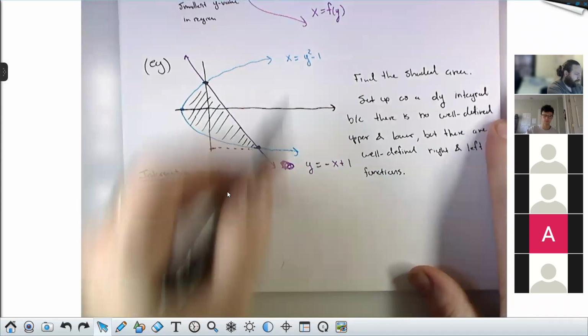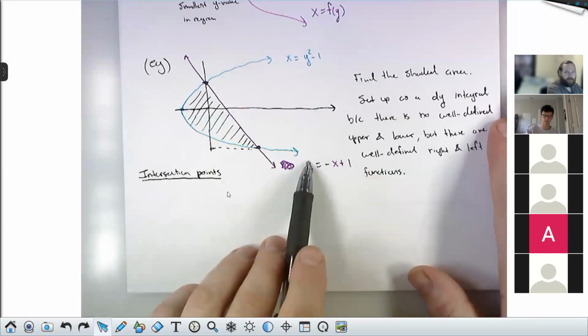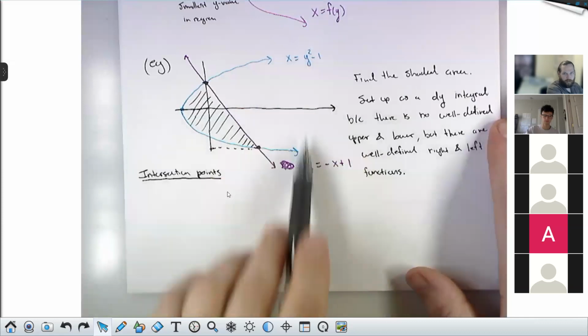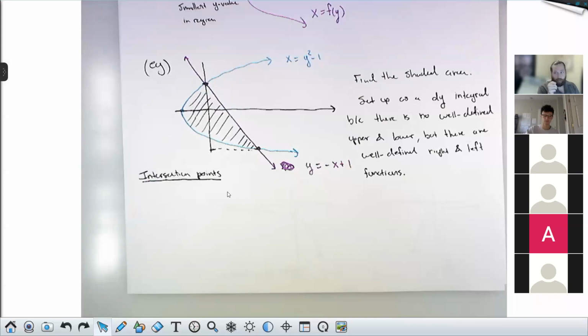Like before, we find those by setting the two curves equal to each other. But in the form that these are in, I cannot set them equal to each other. This one is solved for x. This one is solved for y. So if I'm going to set them equal to each other, I need them either both solved for y or both solved for x. Which should I do here? Should I solve this for y and then set the result equal to this? Or should I solve this for x and then set the result equal to this?